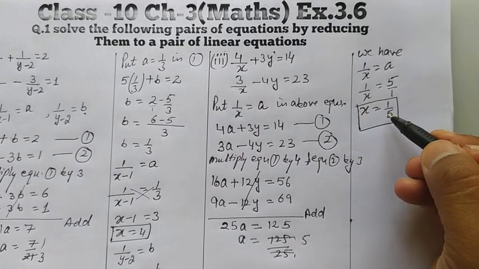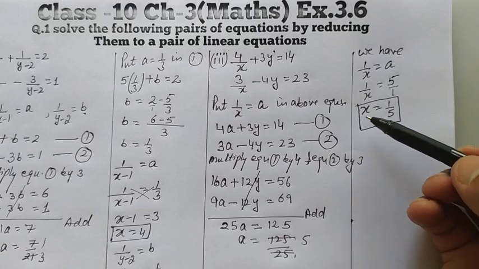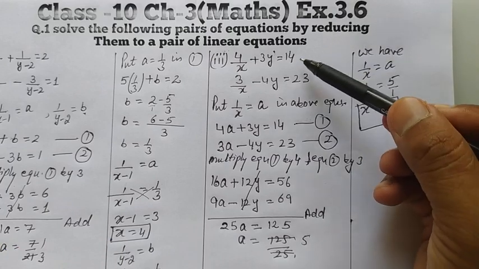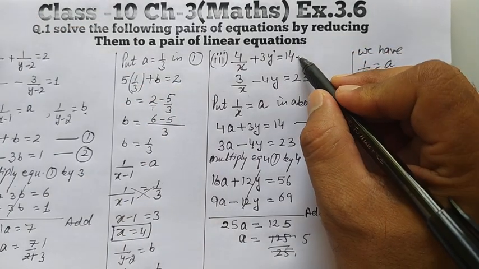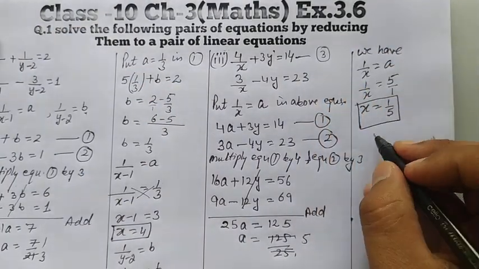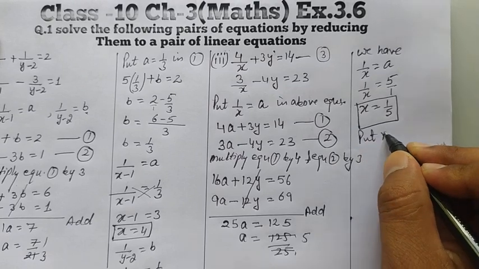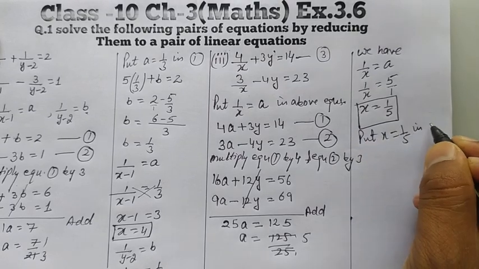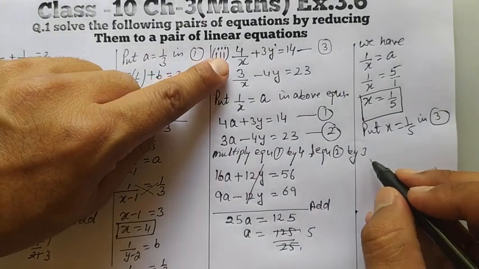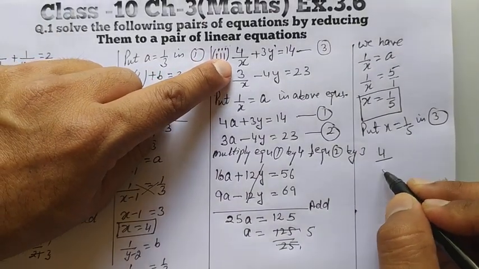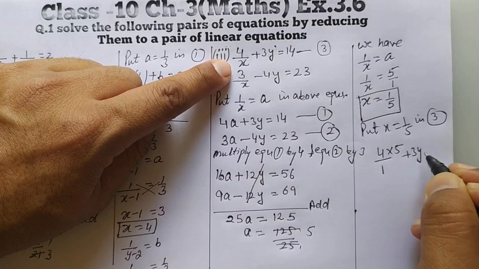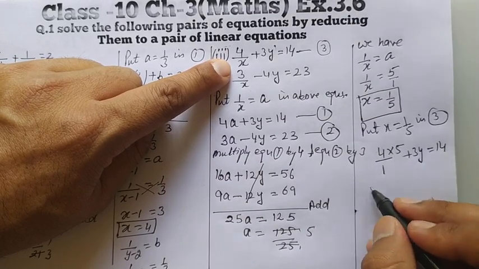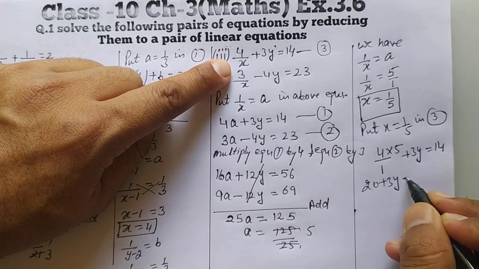Now this value of x we can fill in any of the equations, and we get the value of y also. So let's fill in this equation. So from the given equation, here we have not given any name to this equation, so you can give the name here also, number 3. So we'll write, put x is equal to 1 by 5 in equation 3. So let's see, 4 over x is 4 over 1 over 5, that 5 will go up in the numerator, plus 3y is equal to 14. So it is 20 plus 3y is equal to 14.